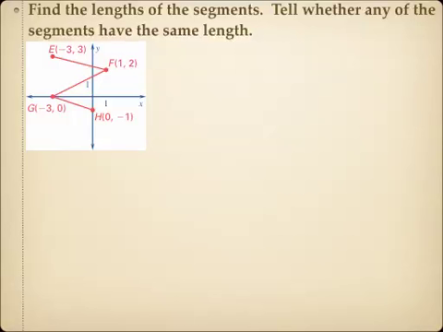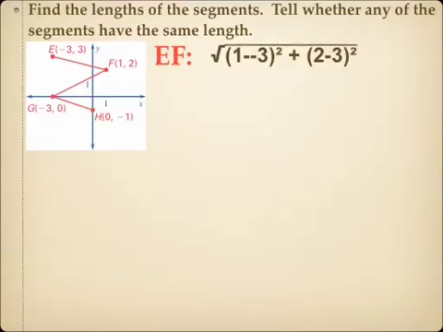The first segment we can find the distance of is EF. So I'm using the point (-3, 3) for E and (1, 2) for F. Plug it into the distance formula. I have the square root of (1 minus -3) squared plus (2 minus 3) squared. You can have them in different orders, you will get the same answer. It's just important that your first x and your first y come from the same ordered pair, and your second x and your second y come from the same ordered pair.